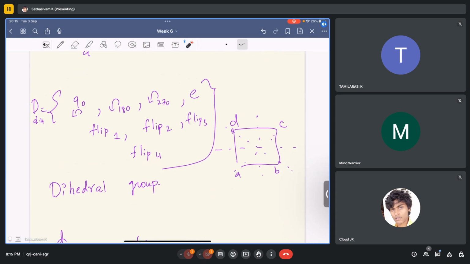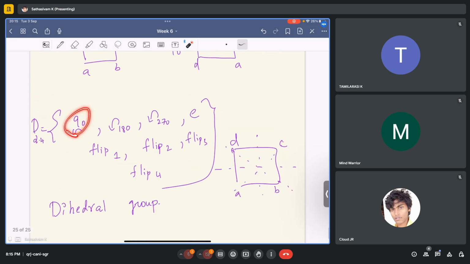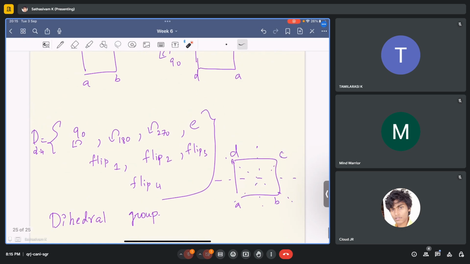The reason I am telling you this is that the dihedral group will act on the square. So how does the dihedral group act on the square? If you take a 90-degree rotation, it rotates the square by 90 degrees. That's all. This 90-degree rotation acts on the square by just rotating. Maybe just give me a minute. It does not act on the square itself, it acts on the set of all configurations of the square.